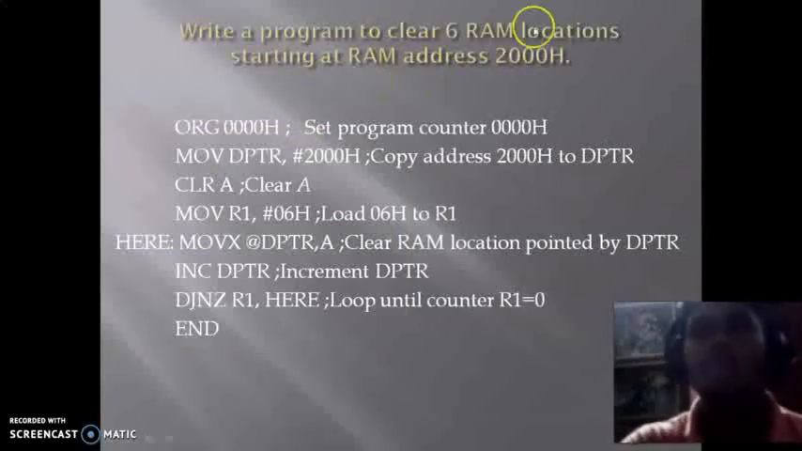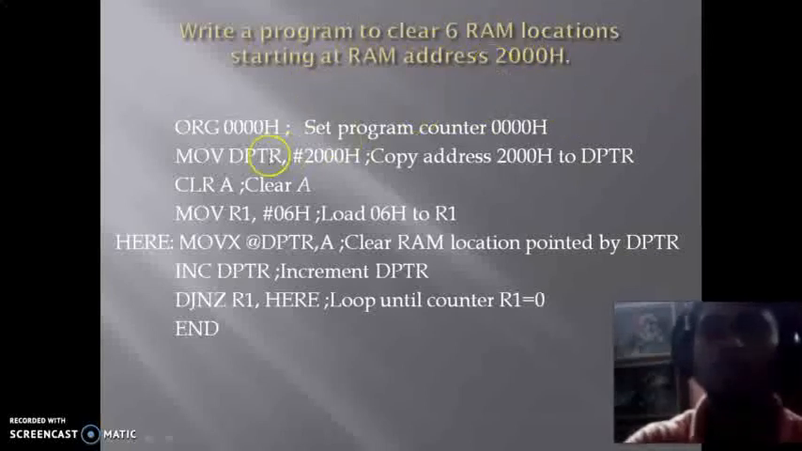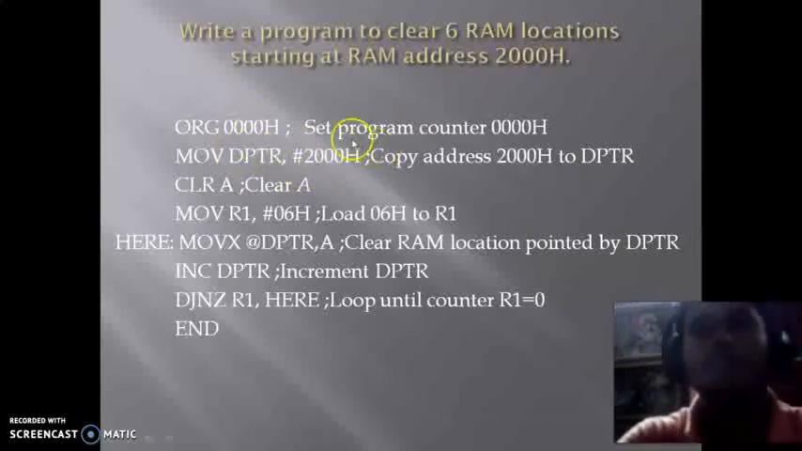Now next, write a program to clear 6 RAM locations starting at RAM address 2000. So we have to clear 6 locations starting from 2000. Here first we have to initialize the 2000 address into the DPTR. So we will write 2000 into the DPTR.